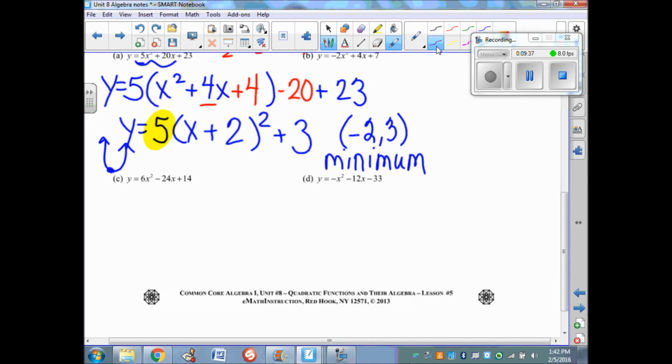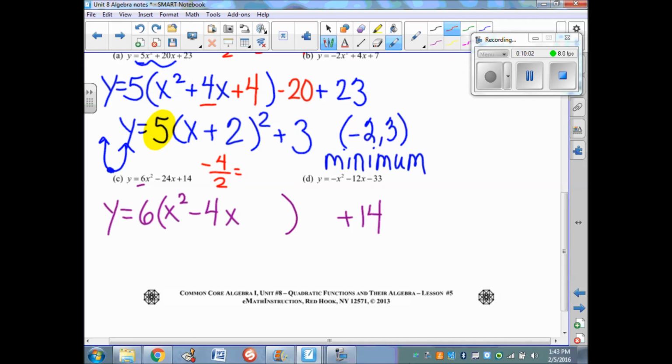All right, last one. So my A is 6. I'm going to take that 6 out. So x squared minus 4x. I'm going to leave a little space, and I'm going to bump that 14 over. So now I've got to complete my square. So I'm going to take half of -4, which is -2, and then I'm going to square it, which is +4, but I didn't just add 4, I truly added 6 times 4, which is 24, so I've got to subtract 24.